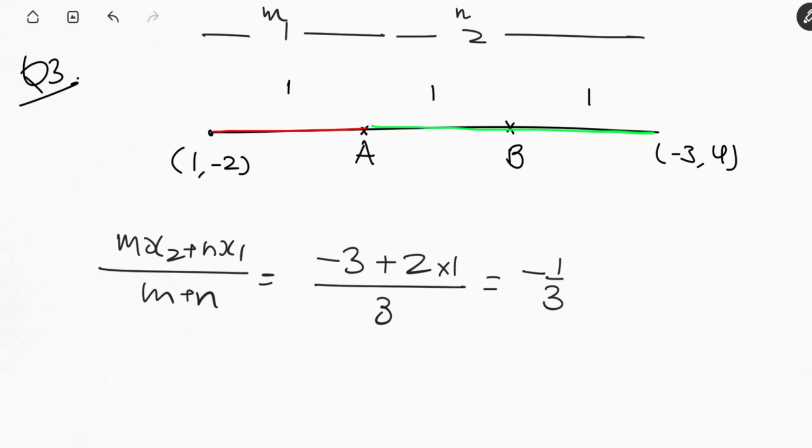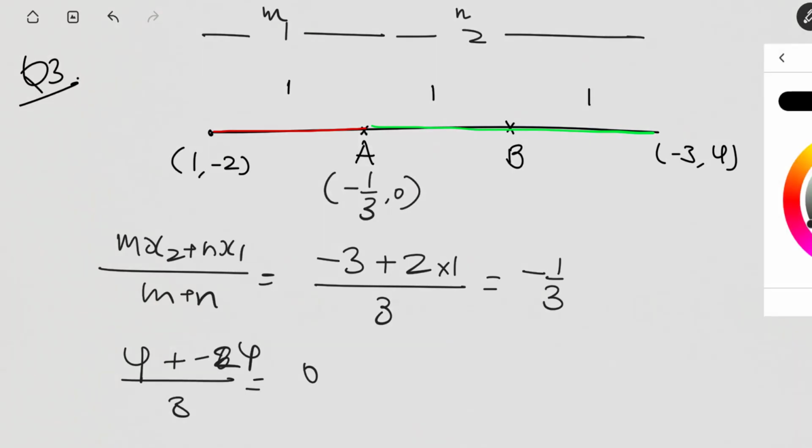Similarly for y it will be 1 times 4 plus 2 times -2 over 3. 2 times -2 is -4, that is 0. So this point is -1 over 3 and 0.